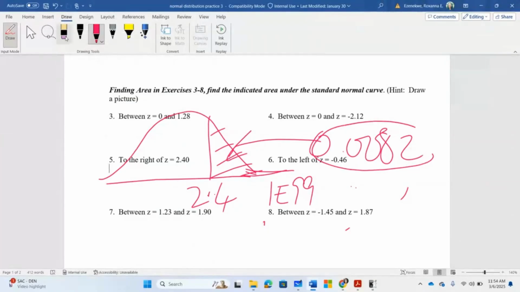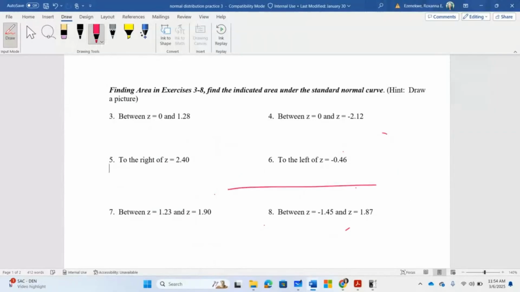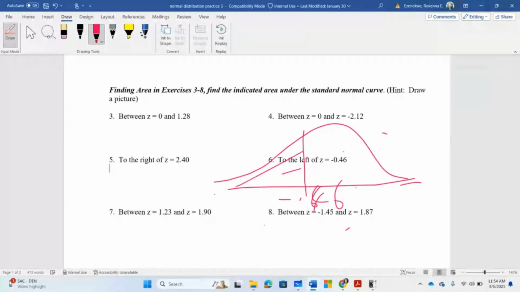If I'm told to do area to the left, then I draw a normal curve. All right, first thing is to draw a normal curve. So area to the left of negative 0.46. Negative means that z is negative. It's on the left-hand side of the mean. So I'm told to find the area to negative infinity. That's what it means. So I'm going to shade the area. Negative infinity is negative 1 e to the power 99.